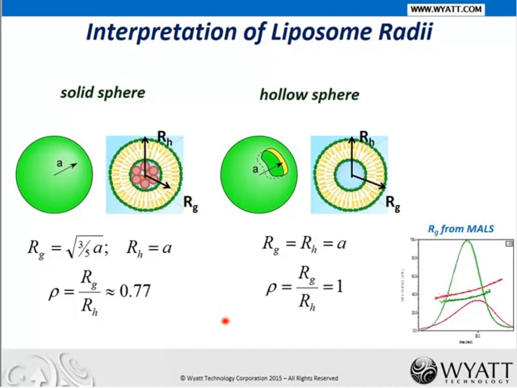For a hollow sphere or spherical shell, because most of the mass is on the surface, those pictures are not drawn to scale. So in the extreme case where the shell is much, much thinner compared to the radius of the sphere, then Rg over Rh would just be 1. So that explains that at each eluting slice, we can have the same Rh values for both empty and filled liposomes, but the empty liposome will have larger Rg value than the filled liposome.